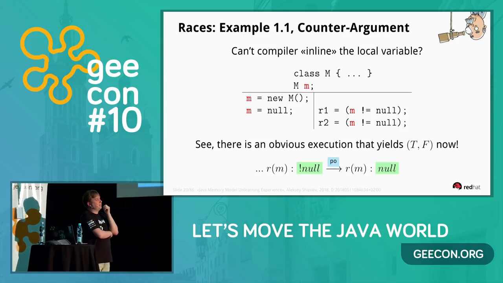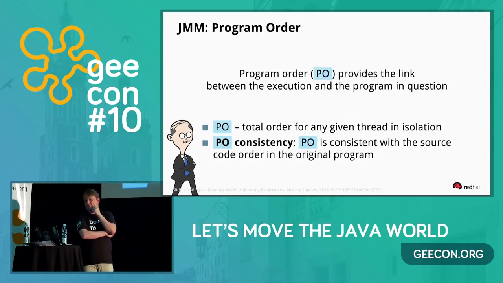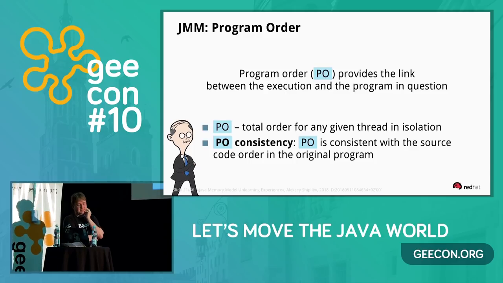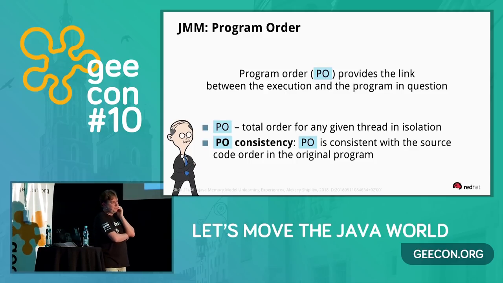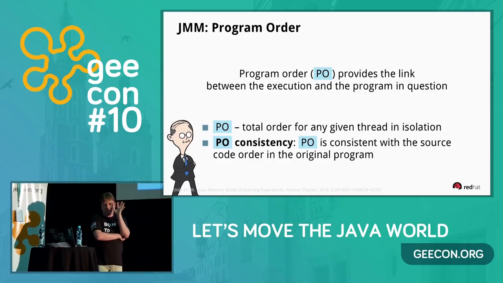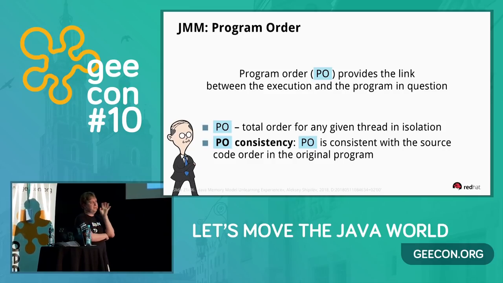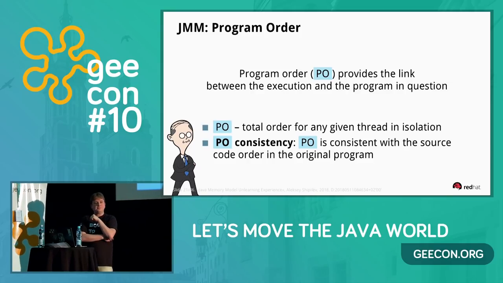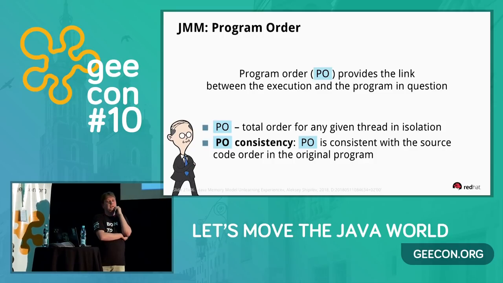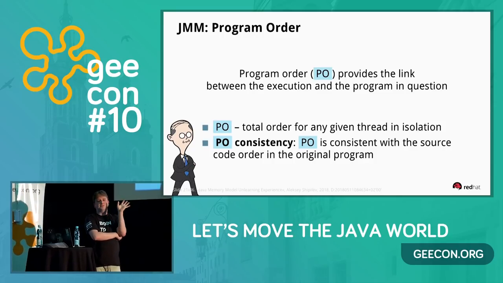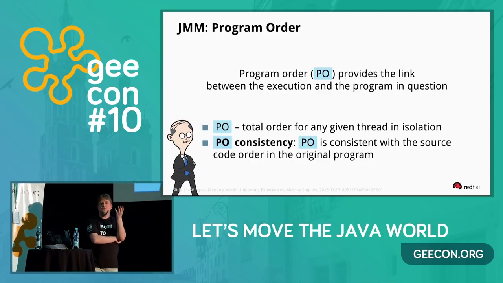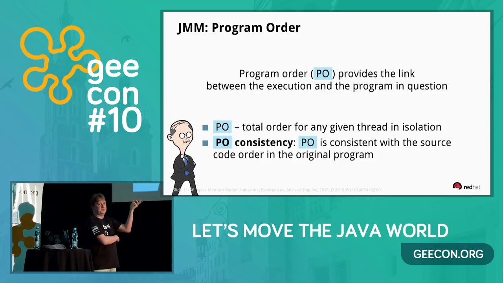And this is where we come to the first bit of the GMM formalism, which is called program order. Program order is the weird thing in GMM formalism. It says, basically, that some of the actions in your executions are connected by this special relation, which describes the structure of your original program. And it comes with this interesting consistency rule, which says you can construct whatever execution with whatever program order you have. But if you want to reason about a particular program, you have to make sure that the execution you are having is consistent with your program order.